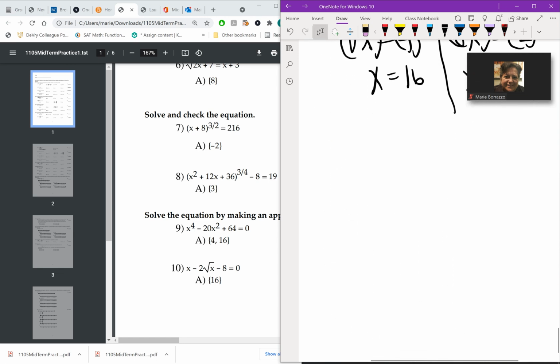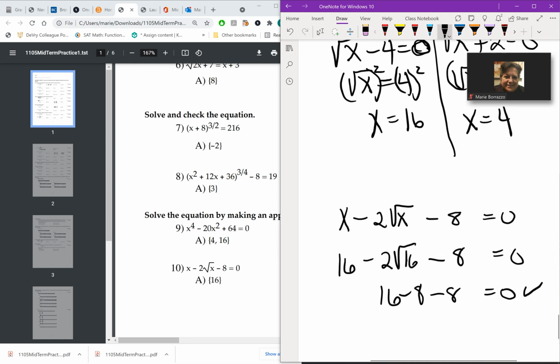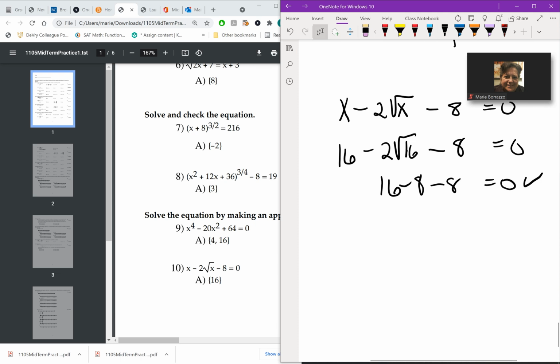So you have x minus 2 square root of x minus 8 equals 0. So I'll start with the 16. So I have 16 minus 2 square root of 16 minus 8 is equal to 0. Does that check out? Well, the square root of 16 is 4, and 4 times negative 2 is negative 8. So you have 16 minus 8 equal to 0. Yes, this checks out.